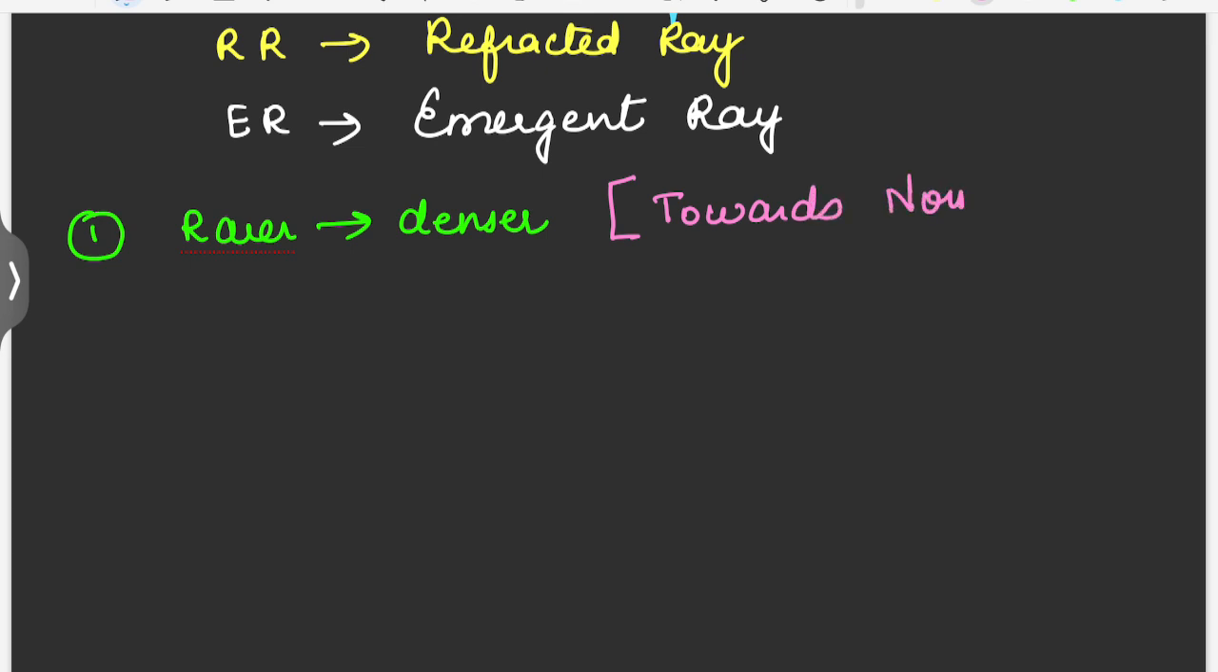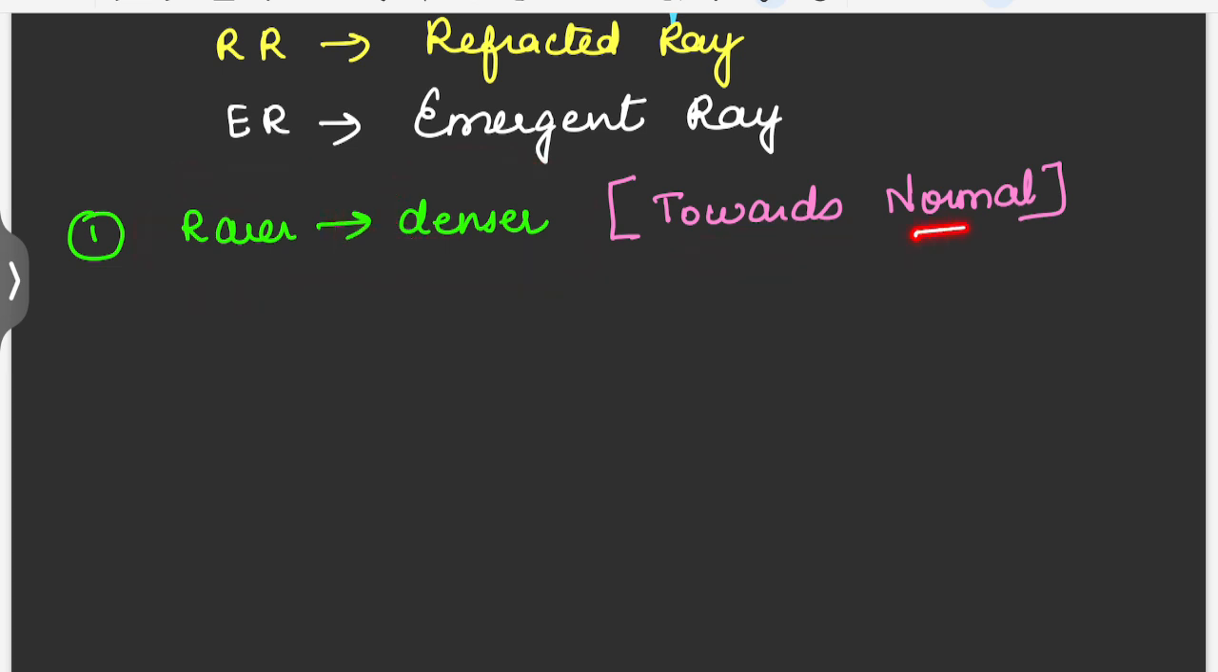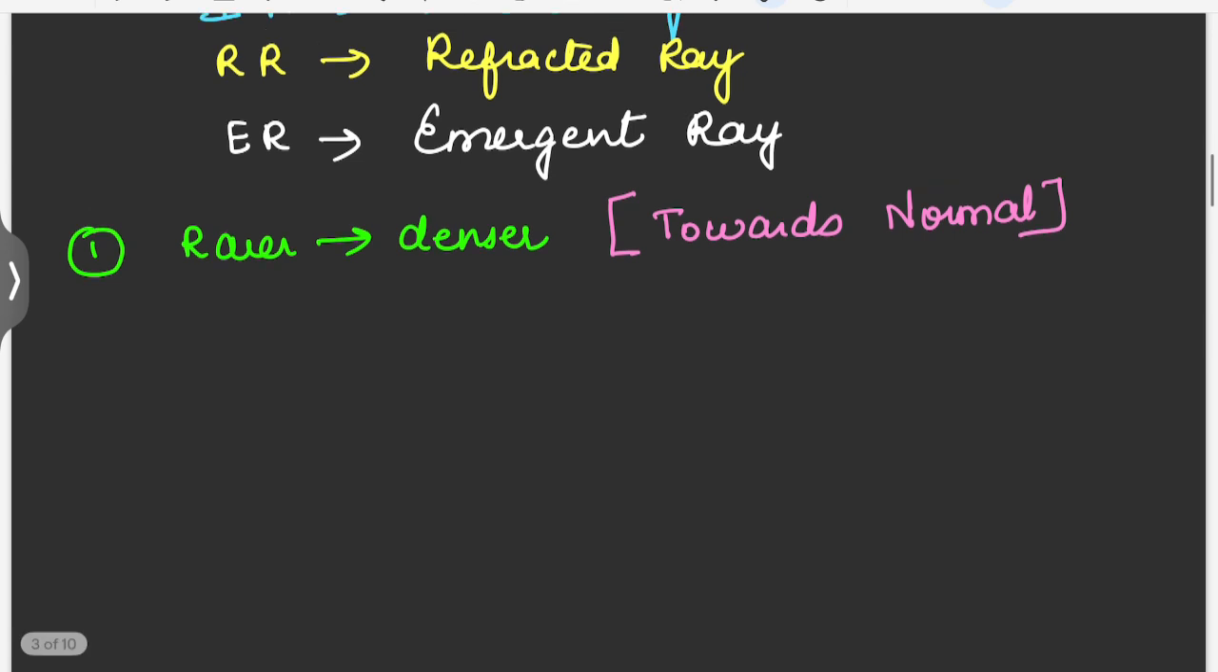Towards normal. So this question will appear in the examination. The question will come like this: when a ray of light moves from rarer medium to the denser medium, how does it move? Whether towards the normal or away from the normal. So you have to write it is towards the normal.